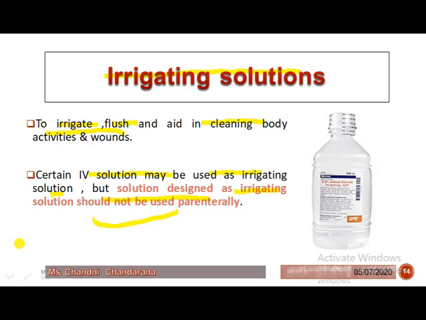So these are the types of small volume parenteral as well as large volume parenteral. Now in the next lecture we will see the remaining in detail.